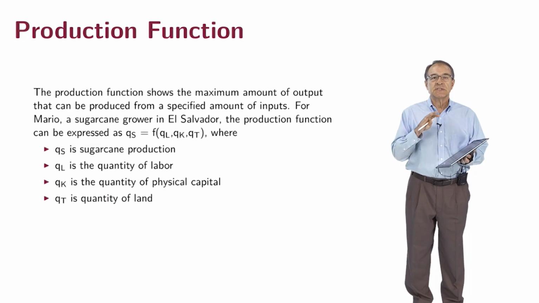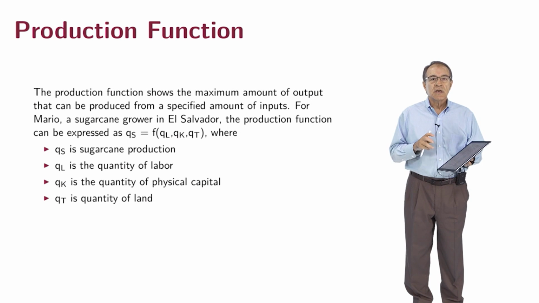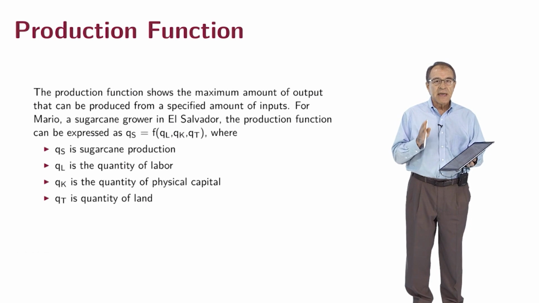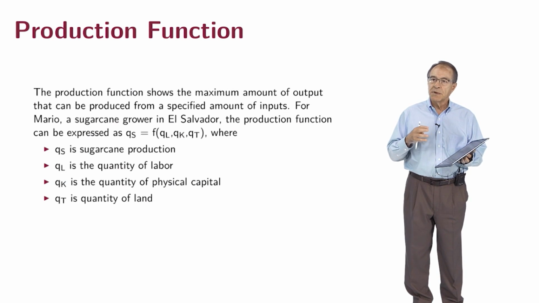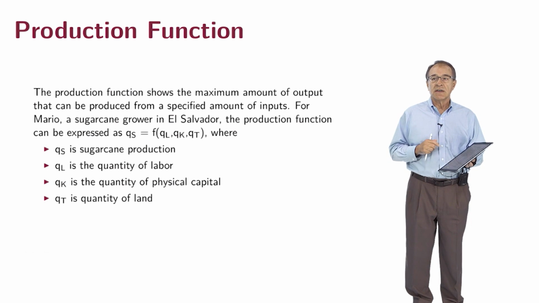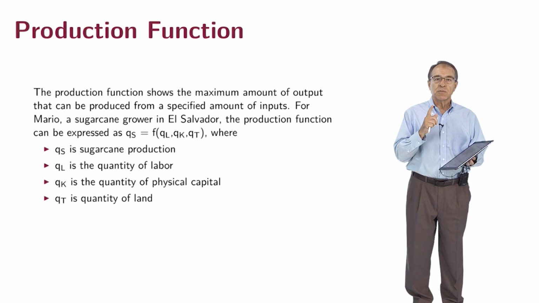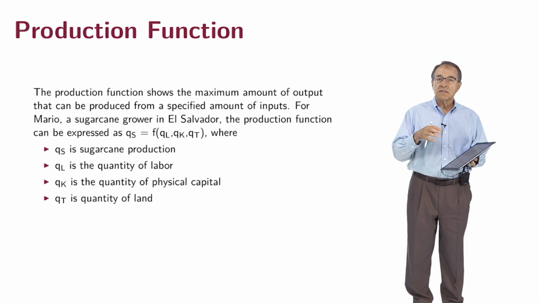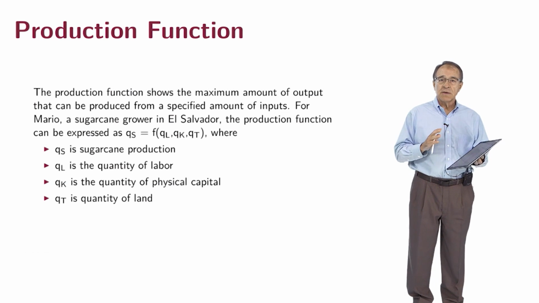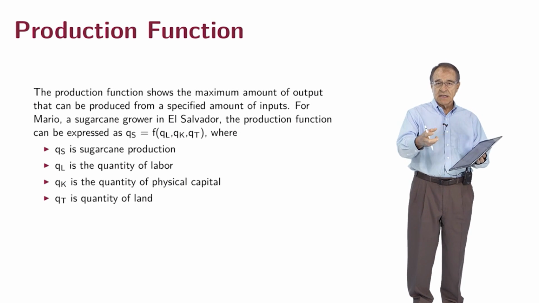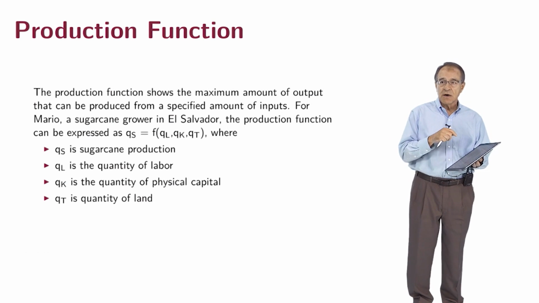The second concept looks a little bit complicated, but it's known as the production function. The production function shows the maximum amount of output that can be produced from a specified amount of inputs. Think of this as a recipe that the producers use to produce a product. The recipe tells them how much of particular inputs to take and to combine in order to produce output.